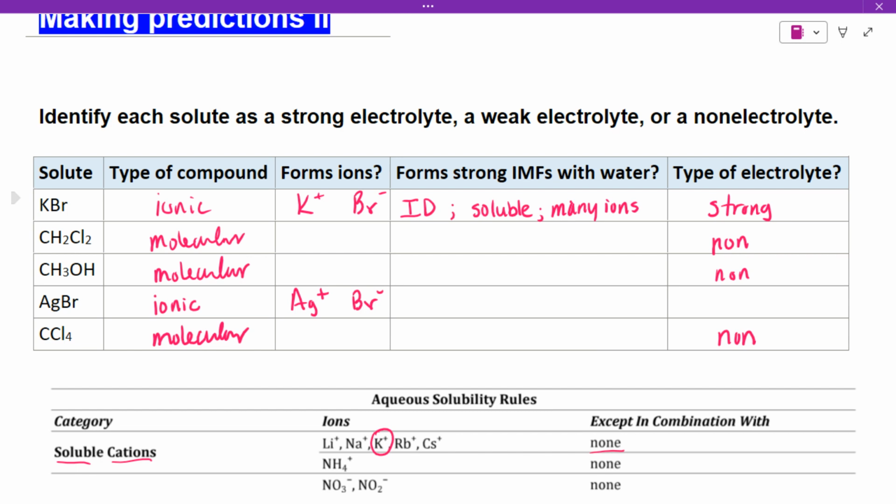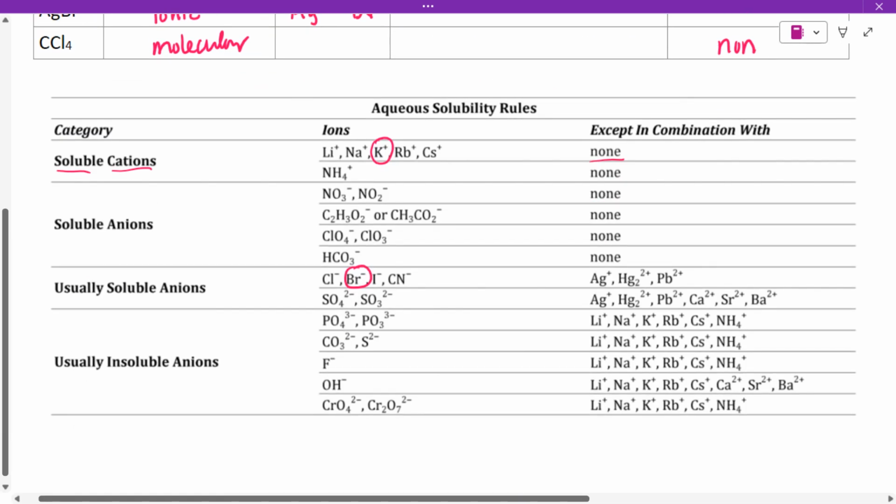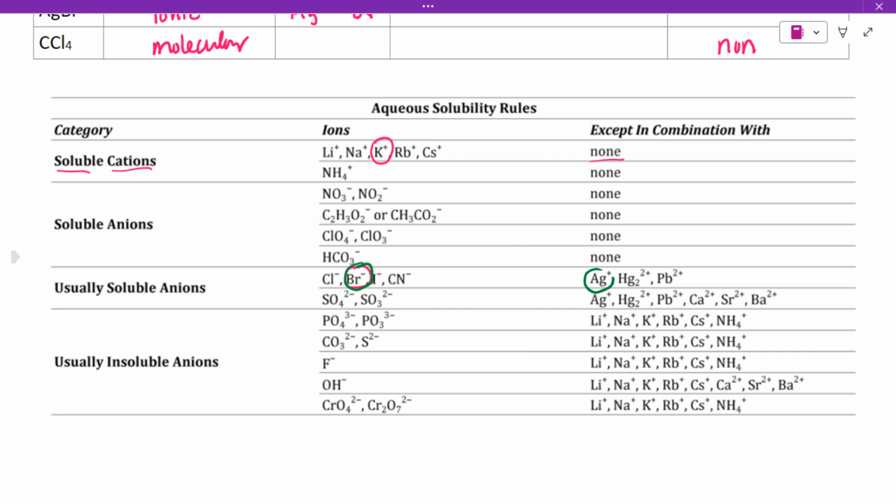Let's go take a look at our silver bromide. For silver bromide, we find bromide here, and we notice that the silver ion appears as an exception. So, bromide says it's usually soluble in compounds. However, with silver, this would mean the opposite.